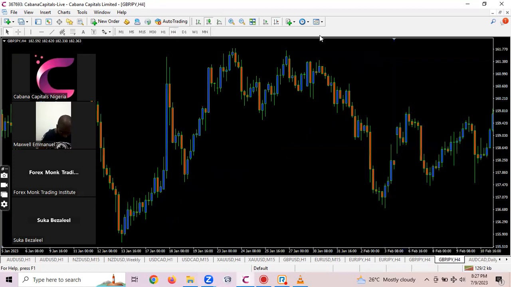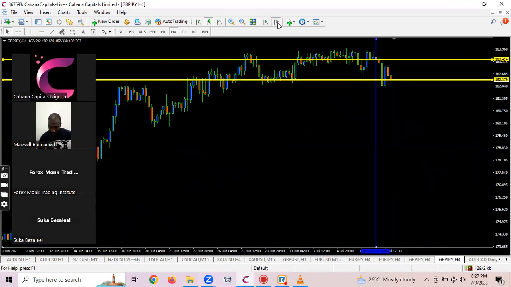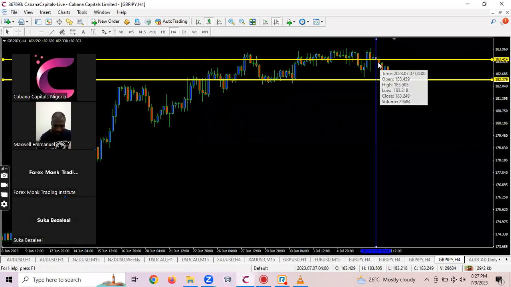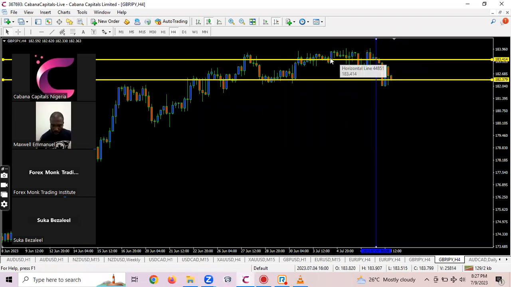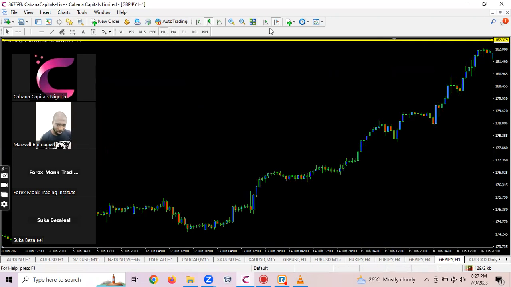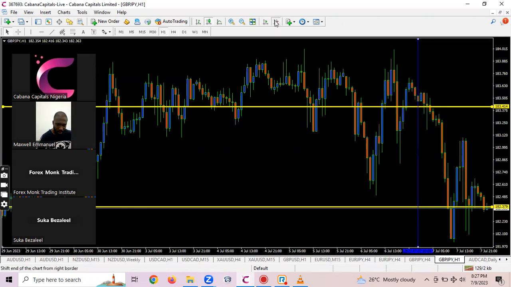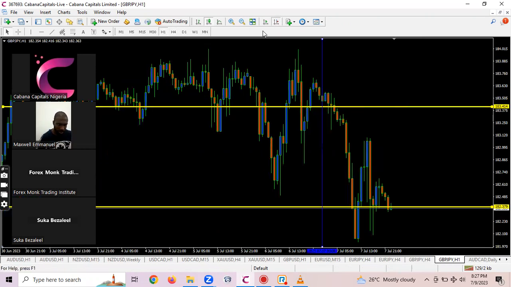So let's go to 4 hour. One would have entered sell on GJ after this candlestick closed below this support. This has been the best price to sell. Okay, so market is currently trading at this price. Don't jump in. Wait for a pullback before you sell.